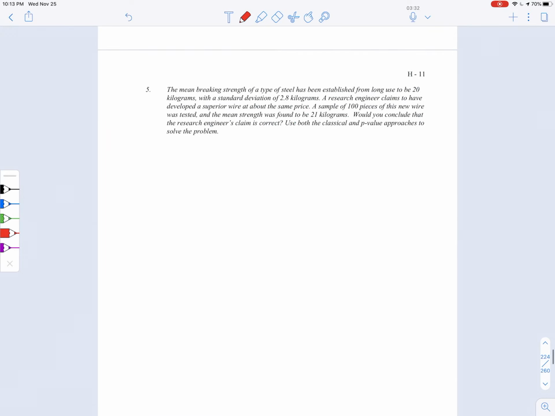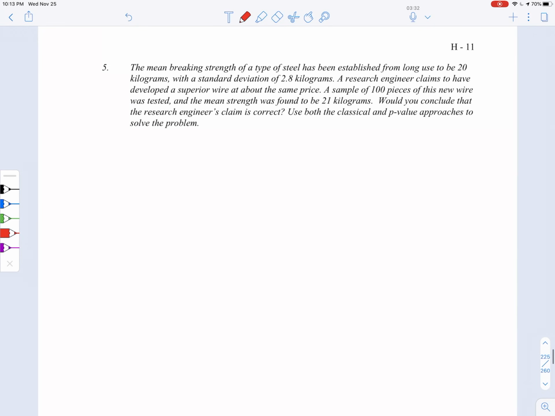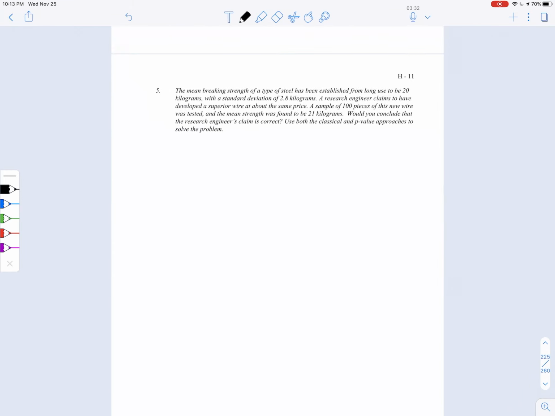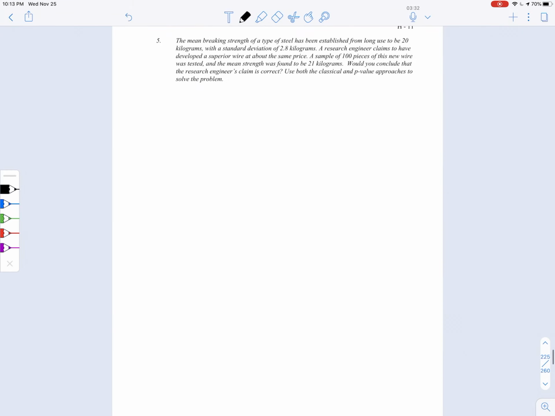Let's work through another problem here, and then I'm going to leave you number 6 for homework. So let's take a look at this one here. In fact, I'm going to do this as both a p-value approach and a classical approach. I'm going to put them side by side here. So let's do the classical approach here, and let's do the p-value approach here.